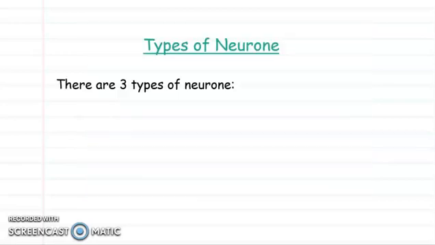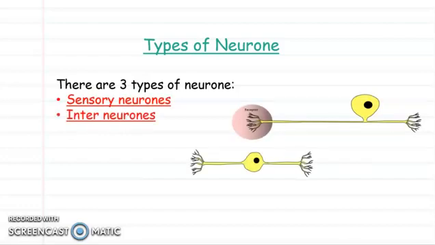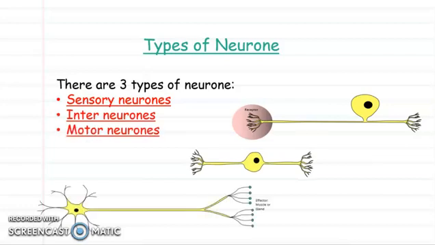There are three basic types of neuron in the nervous system. The first are sensory neurons, interneurons, and motor neurons.